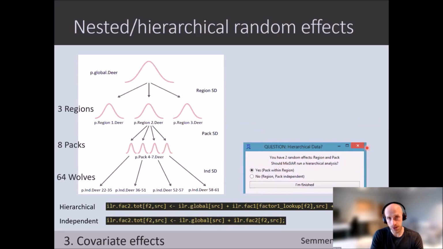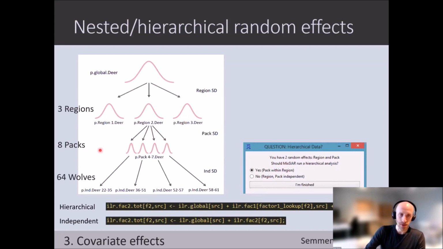And then these can be nested or hierarchical or not. So that 2009 Wolves paper that we use as the basis for this example, we had an overall or global proportion of deer in the diet, say, and then we have variance that's estimated, allowing wolves in different regions to have different diets. So then we have a proportion of deer in wolves from region 1, region 2, region 3 that are estimated.